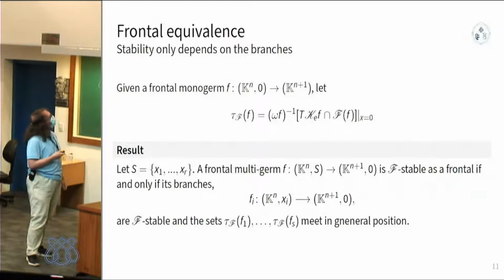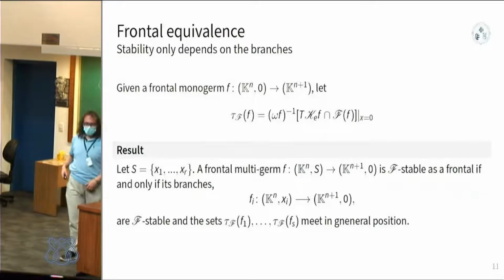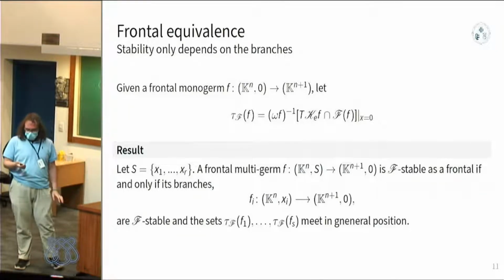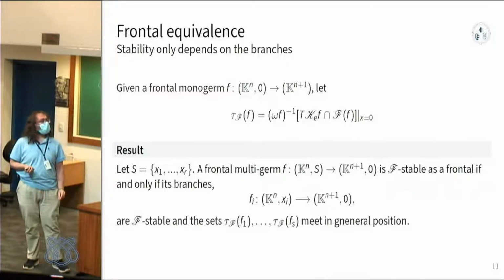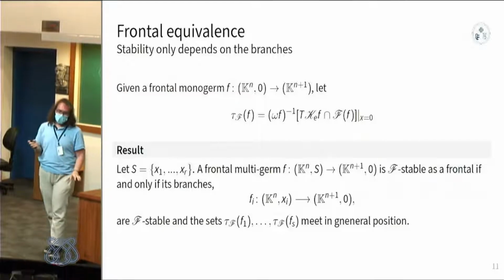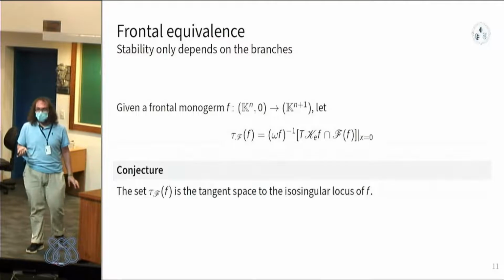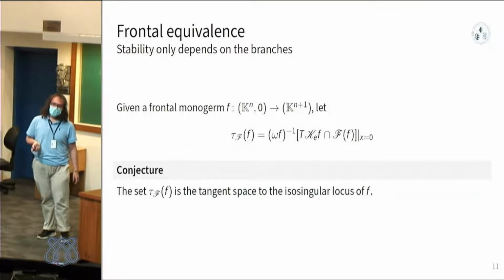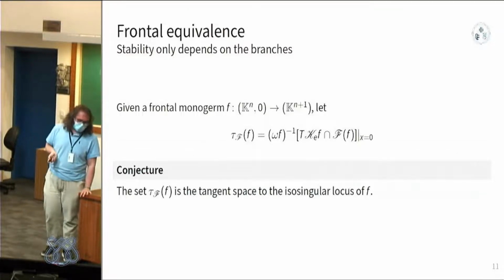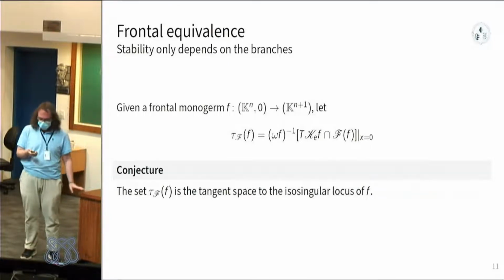If and only if its branches, which is simply changing the multigerm for monogerms, are F-stable and the sets tau meet in general position. Now, in the classical theory, the taus represent the tangent space of what is called the isosingular locus. So we conjecture that the same should happen in the frontal case, but time caught up with us and we couldn't go over all of the details, but we believe it should be proven this way.